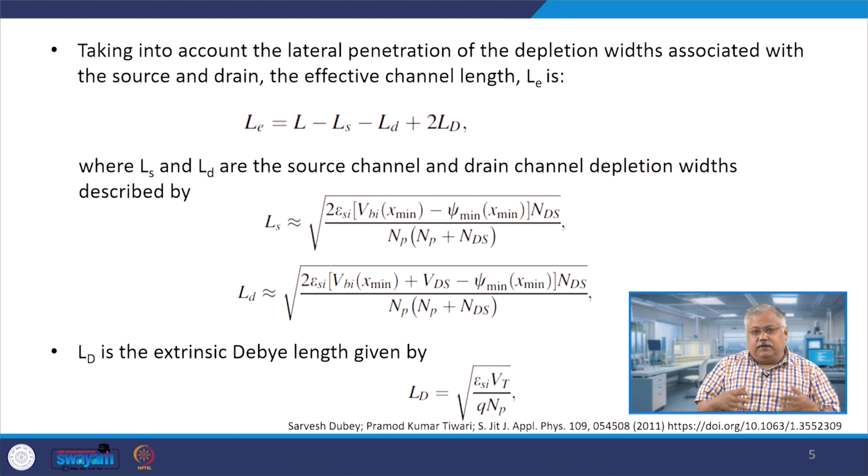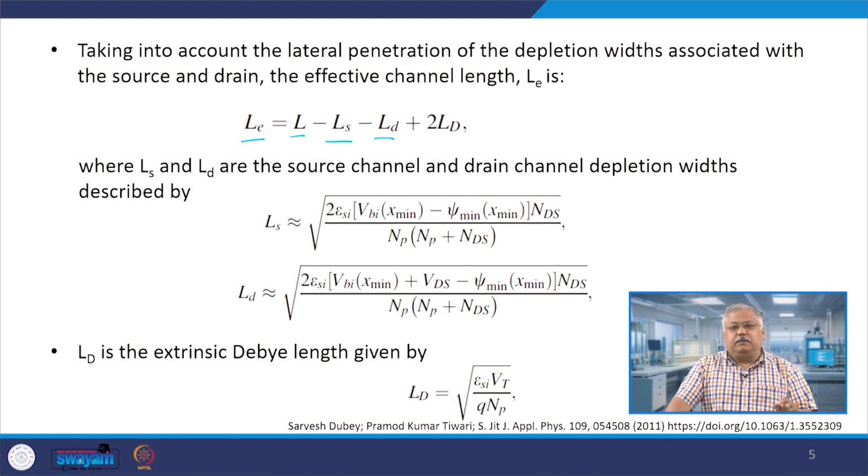So, till now we were assuming that, let us suppose your source and drain are very heavily doped, then the depletion widths will be extending more towards the channel side, because channel is lowly doped. Then we say that the effective channel length Le is equal to L minus Ls minus Ld, where Ls and Ld are the source channel and drain channel depletion widths.